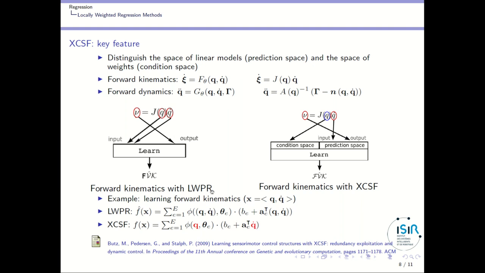And with LWPR, in fact, you would have just one space, which would be the combination of the position and the velocity. So you would have this equation. And for instance, if your robot has 30 degrees of freedom, then this would be a 60-dimensional vector. Okay. Whereas with XCSF, you can distinguish the two. Okay, so here you have 30 dimensions and here you have 30 dimensions. So this model is much smaller than this one, so it's easier to approximate it. That's the benefit of using XCSF for modeling robots.